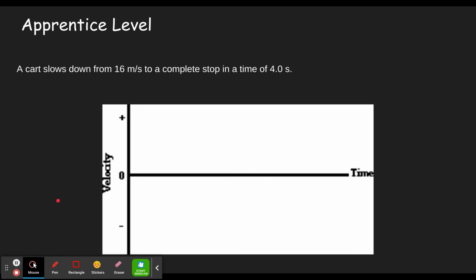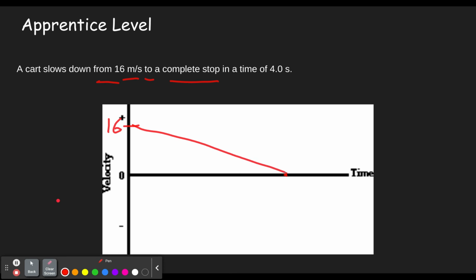There we go. Okay, a cart slows down from 16 meters per second to a complete stop in a time of 4 seconds. All right, so first of all, we see it's gonna go to a complete stop. Okay, so that means it's gonna end up at 0. It slows down from 16 meters per second, so that means it's starting out at 16. So it's going to go from 16 to 0. And that will happen at a time of 4 seconds. All right, next one.